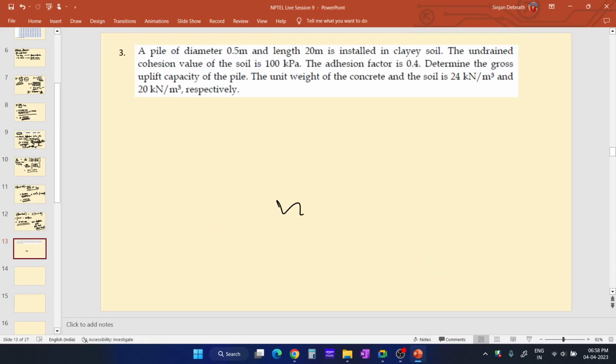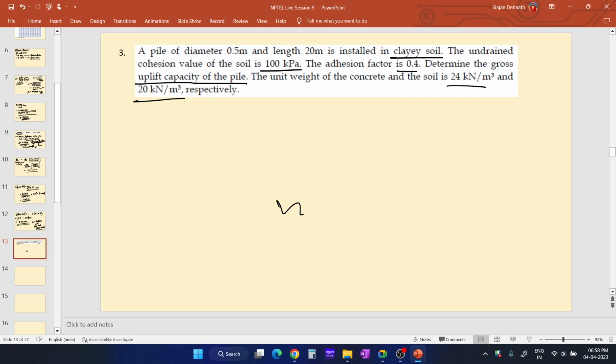So this is the third question. Let me read out the question once. A pile of diameter 0.5 meter and length 20 meter is installed in a clay soil. The undrained cohesion value of soil is 100 kPa. The adhesion factor is 0.4. Determine the gross uplift capacity of the pile. The unit weight of the concrete and soil is given as 24 kilonewton per meter cube and 20 kilonewton per meter cube respectively.